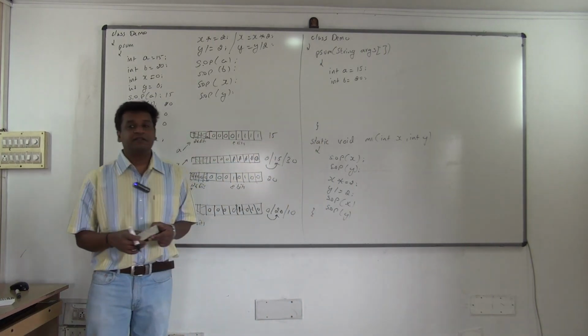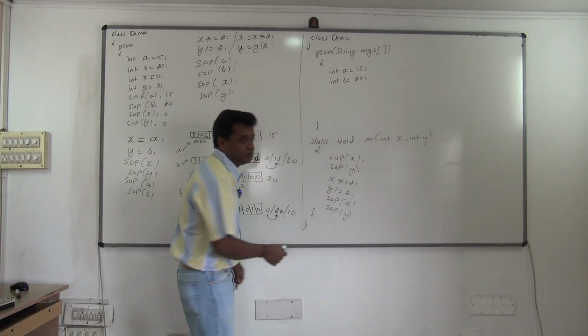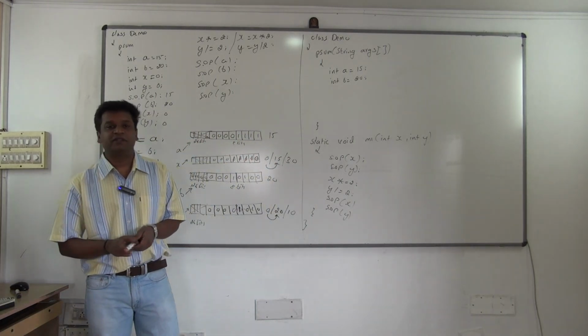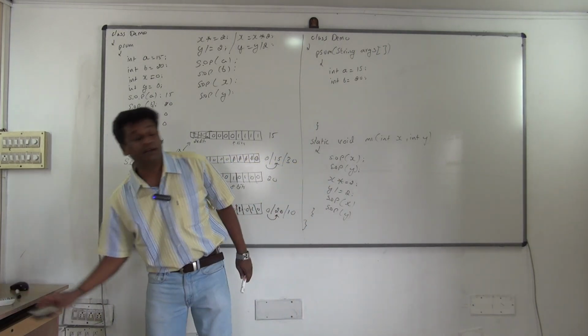There is the main method, there is the m1 method. There are two methods now. Present in which one? Class demo, there are two methods. Which are the two methods? One is the main method, public static void main. Okay, I'll write it a little bigger this time.